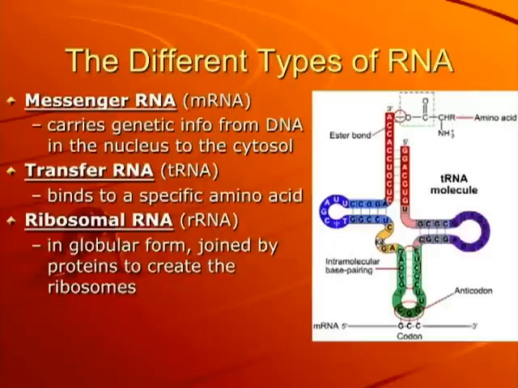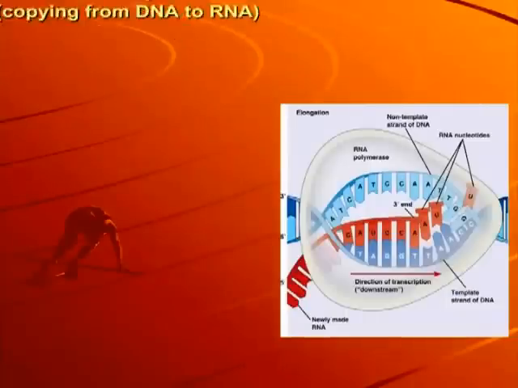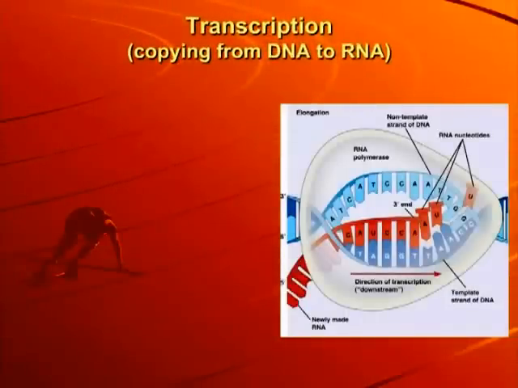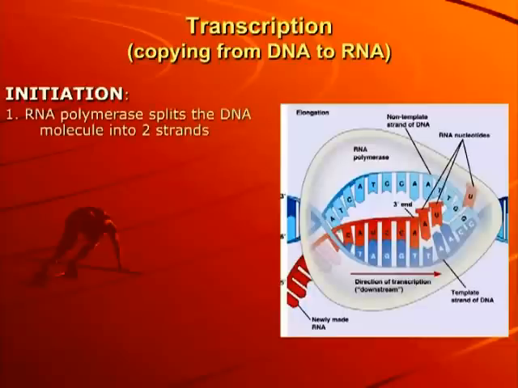Now, how you actually make this RNA is a whole different process. The process is known as transcription. Transcription is copying the genetic code from DNA to RNA, and it is composed of 3 major steps. And it has one major enzyme known as RNA polymerase. So the first step is initiation. Initiation is when RNA polymerase comes and binds to the DNA molecule at what's known as the promoter. So it's RNA polymerase coming in and splitting your DNA molecule into 2 strands.